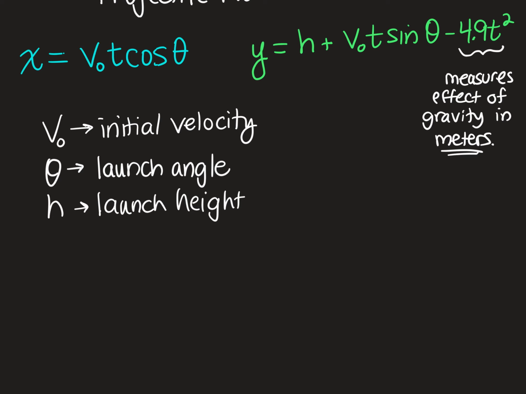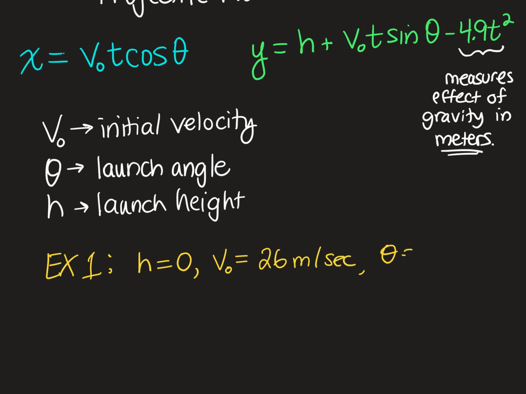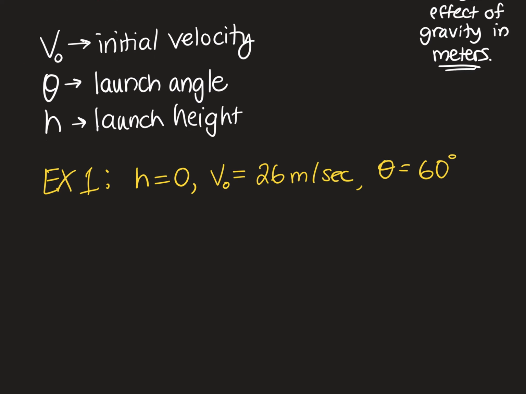Okay, so for our first example, let's just say I give you the measurements. First of all, we're going to say h is 0. So our initial height is 0. V sub 0, our velocity at launch, is 26 meters per second. And theta equals 60 degrees. I just want to see, what does the path of that object look like? And I have a few questions I want to ask about that.